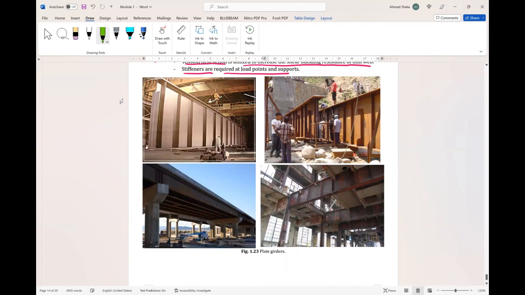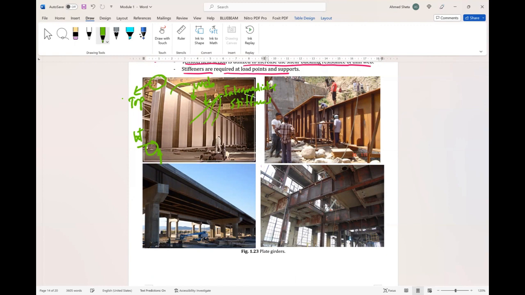As you can see here, this is the bottom flange, this is the top flange, and this is the web. So this is the web, top flange, bottom flange. And as you can see, all these are intermediate stiffeners. These stiffeners need to be also under any concentrated load. If we have concentrated load or supports here, we need to use intermediate stiffeners.